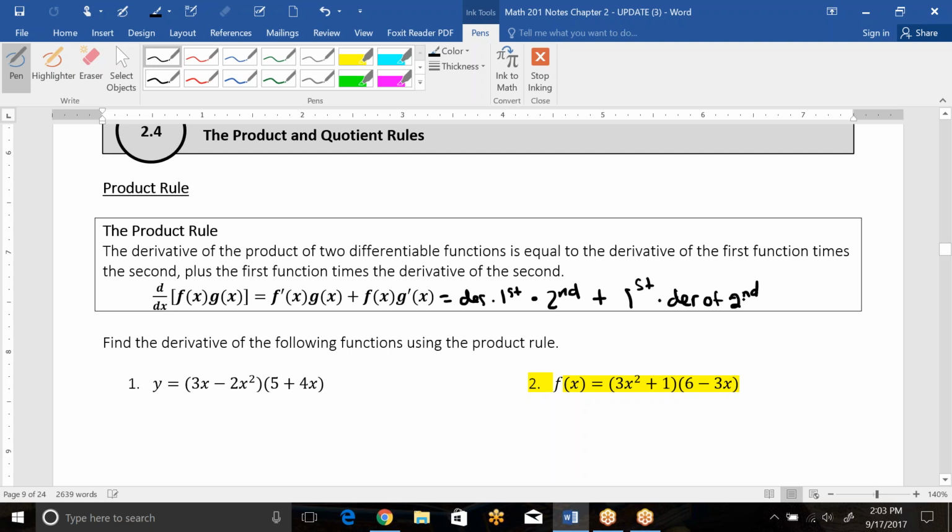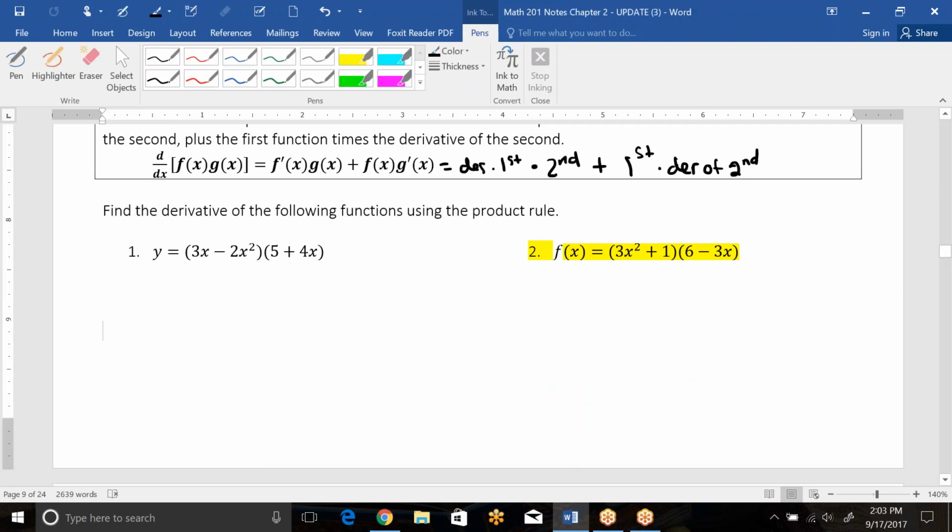So you need 4 things to be able to do this formula. You need to know your first and your second function. What are they? So you have to define them. And then you need the derivative of both. Now for number 2 here, they already called this f of x. So you can always rename your functions whatever you need them to be so that they don't match this, because you don't want that to get confusing. So I'm going to let the first function be h of x and the second function be g of x.